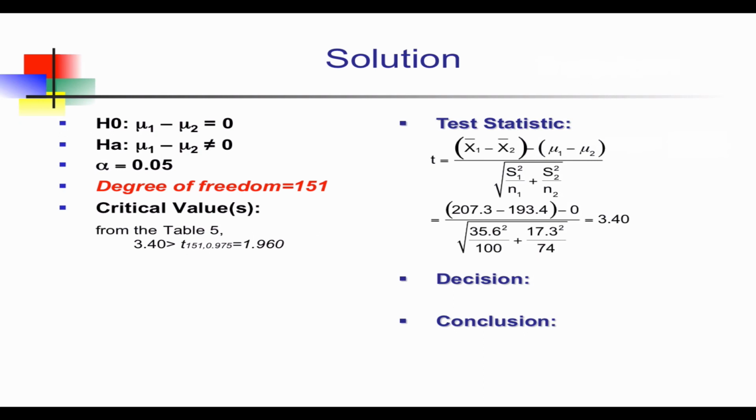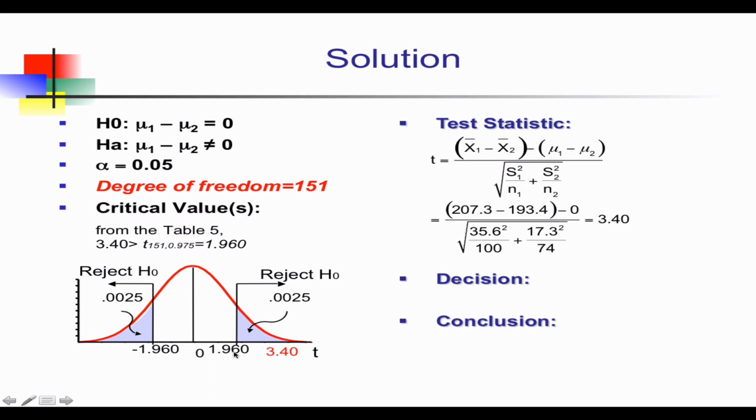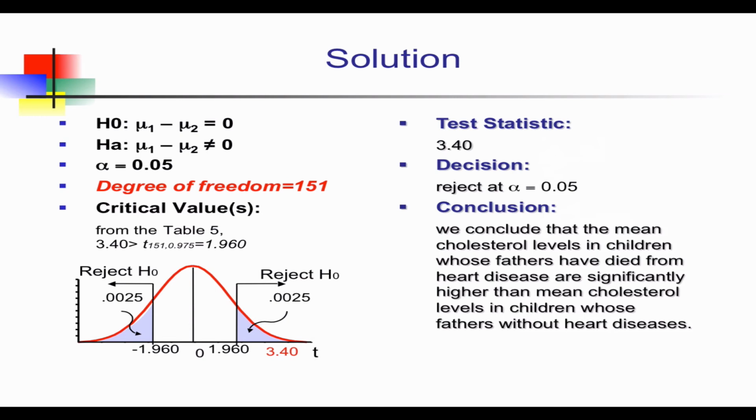So given these degrees of freedom, from a t-table, you get that the critical value is 1.96. You can see that this doesn't really make much difference, because 1.96 is very similar to the standard normal distribution critical value. Then we calculate the t statistic by the previous formula. The only difference now is we separately plug in S1 squared and S2 squared, and we get 3.4. If you look at this distribution, 3.4 is right here, so it's in the rejection region. Our decision is to reject the null at alpha 0.05. And the conclusion is the mean cholesterol level for those two populations of children is significantly different.